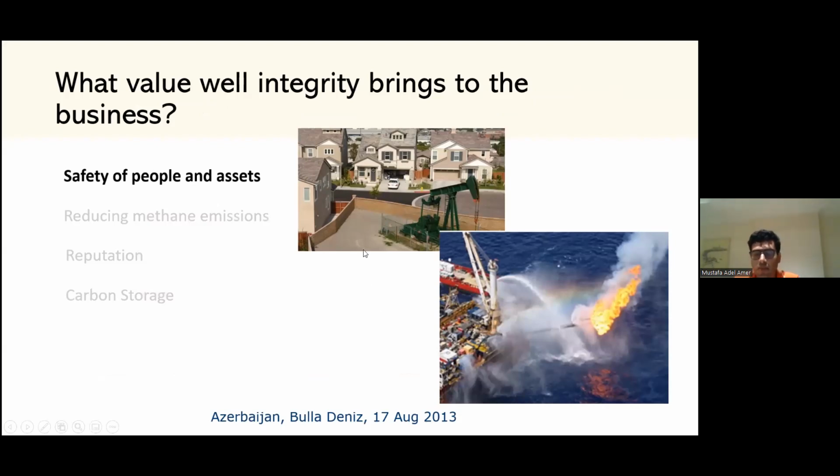The first fundamental value is ensuring safety of people and assets. Some wells are drilled close to residential areas, where oil and gas leakages could have a severe impact because of the people living nearby. Also, it protects the environment because of offshore wells. In case you get any issues with them, the consequences could be severe for marine life and even for the quality of air.